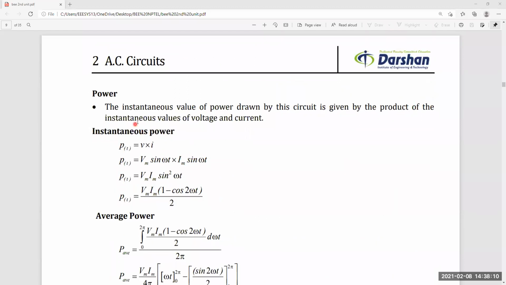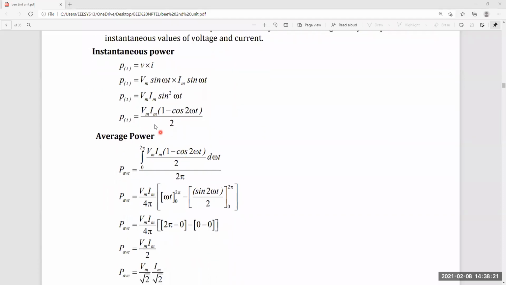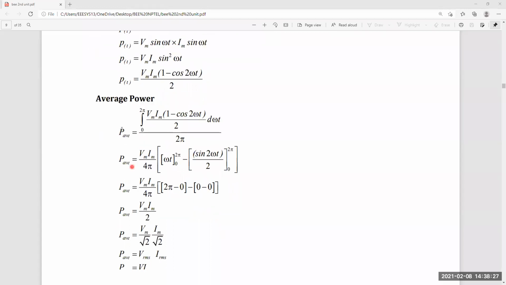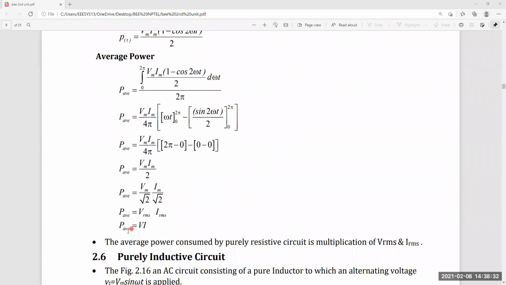Now the power. The instantaneous value of the power drawn by the circuit is the product of the instantaneous values of voltage and current, as I already explained. So it is Vm sin omega t into Im sin omega t. That gives the instantaneous power across the resistor. Finding the average power by integrating from 0 to 2 pi, we get P average equal to Vrms into Irms. The average power consumed by a purely resistive circuit is just the product of Vrms and Irms.